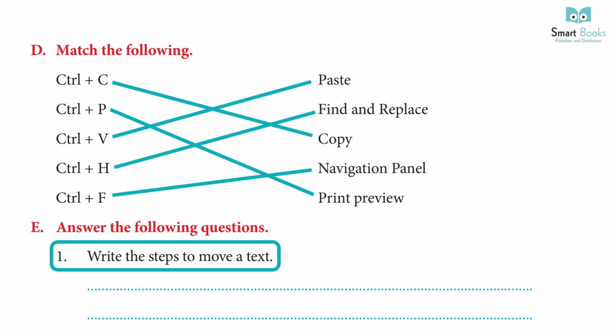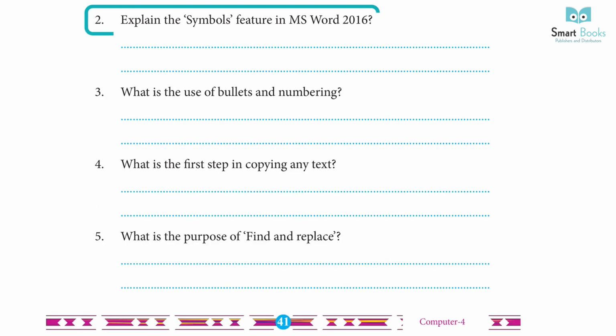3. Place your cursor point where you want the text to appear. 4. Click the paste command on the home tab. Alternatively, you can press Ctrl V on your keyboard. 2. Explain the symbol features in MS Word 2016.